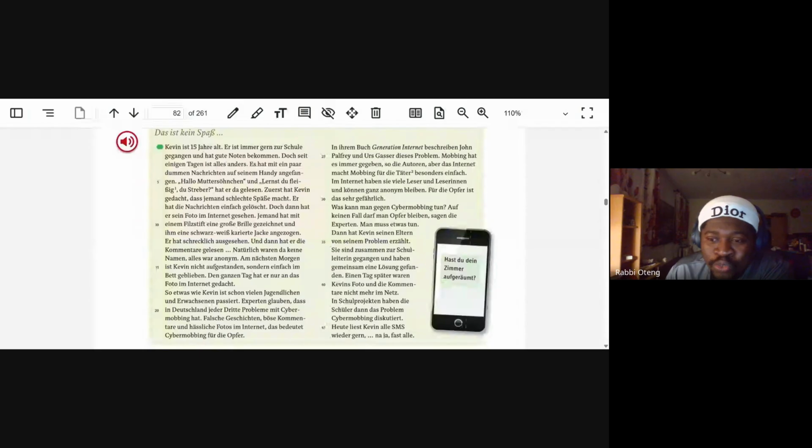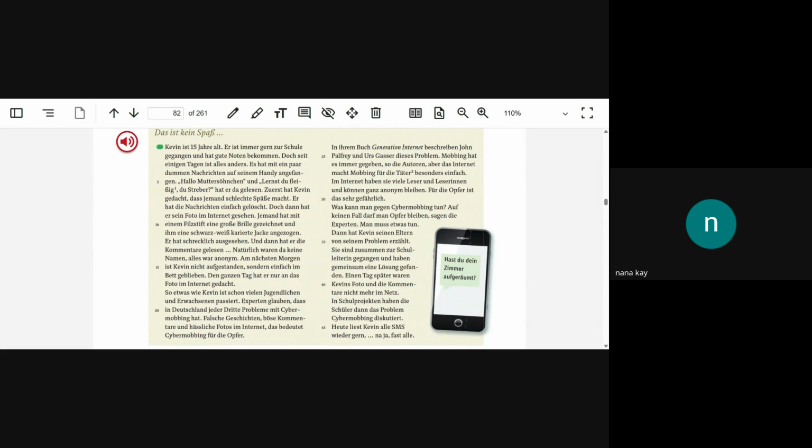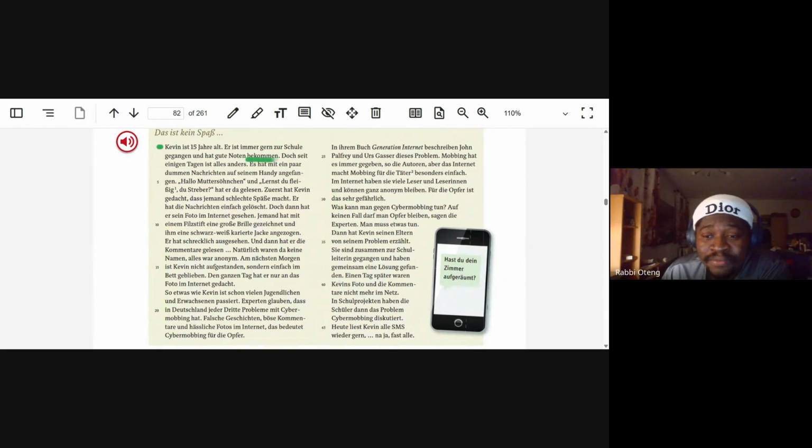Er ist immer gern zur Schule gegangen und hat gute Noten bekommen. Good grades. So bekommen means to get, and in the present perfect we use haben plus bekommen. It doesn't change, but the past tense changes. What's the past tense of kommen? The main verb is kommen. The be- here is just a prefix. So it's kam.